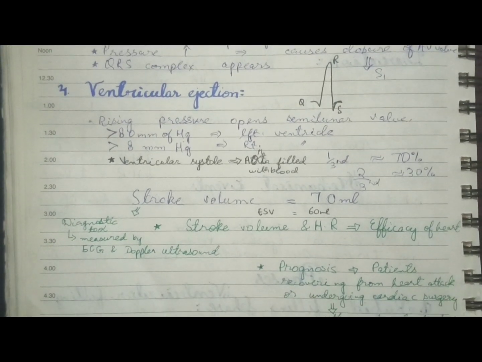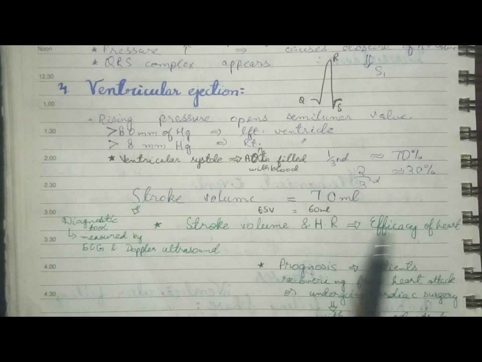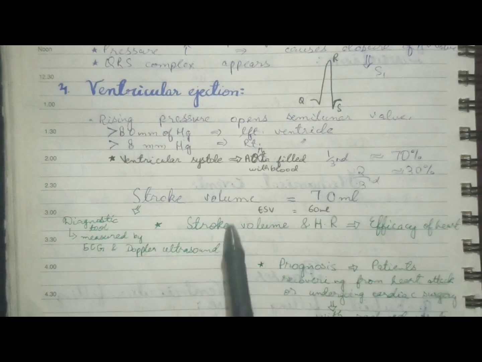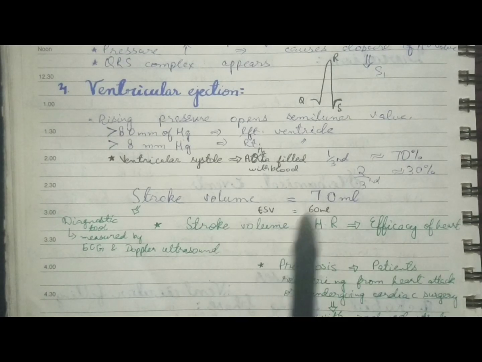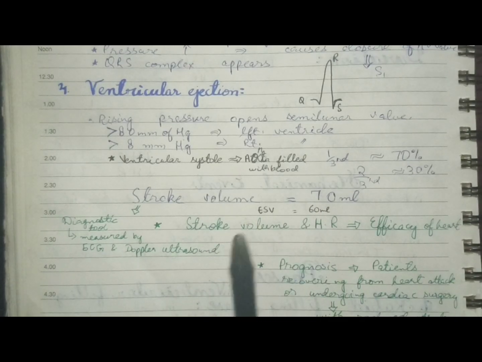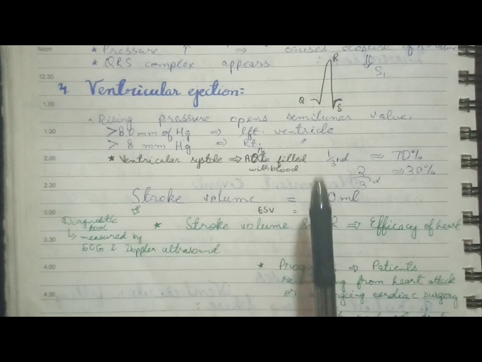Stroke volume and heart rate are really important in measuring the efficacy of the heart. If the stroke volume is okay, of course the heart rate is also okay. Of course, the heart is working well because the strength of the heart is enough to eject normal quantities of blood.